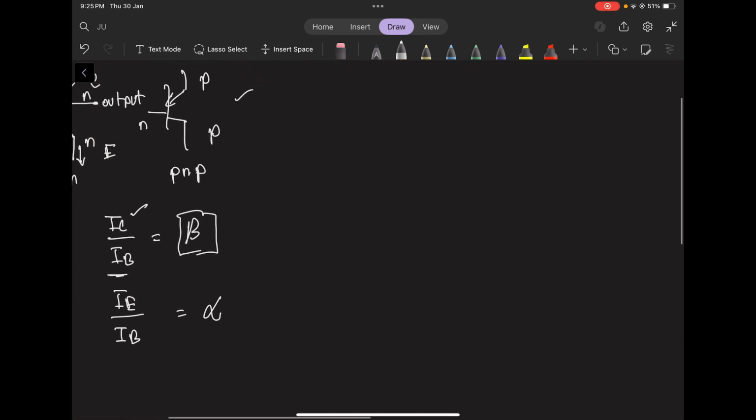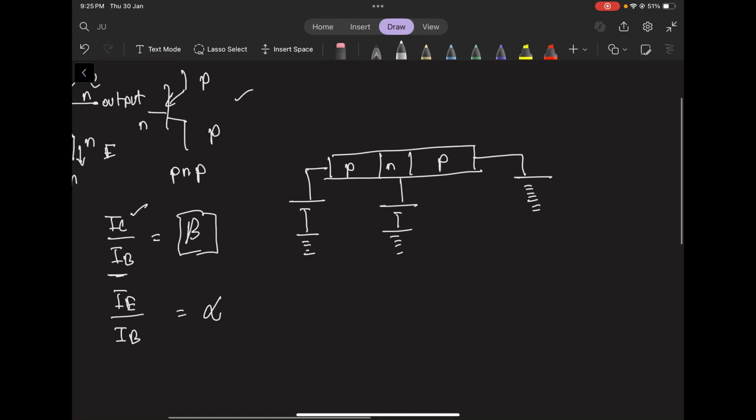Now, how does current flow occur in a BJT? So let's take into account the PNP transistor. I'm applying some sort of a voltage here, and I'm taking the output over on this side. So this is just grounded. Now what happens is electrons flow through this direction. So this part of the BJT is actually forward biased. If I just look at this part, this appears as a forward biased PN junction. So current flow occurs towards this side.